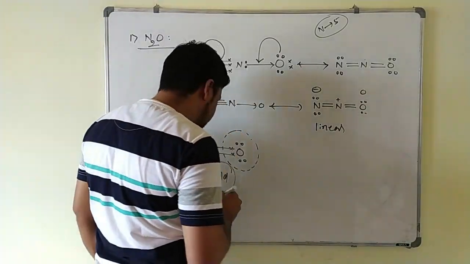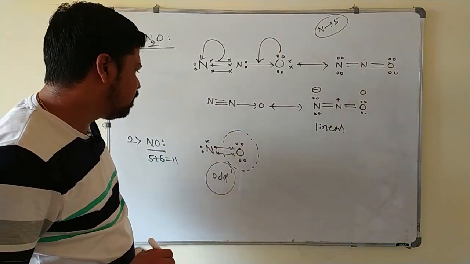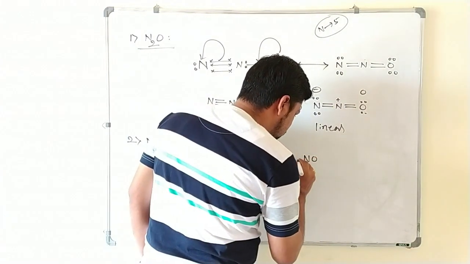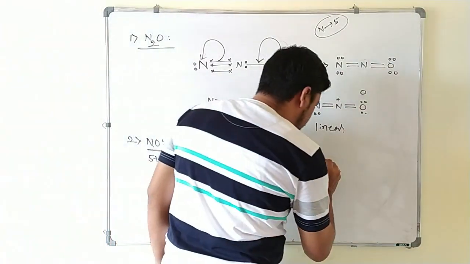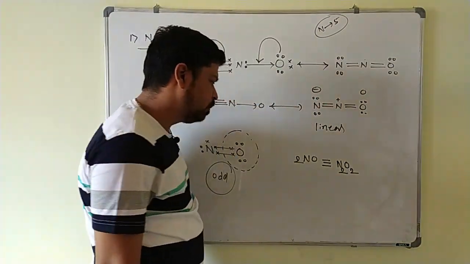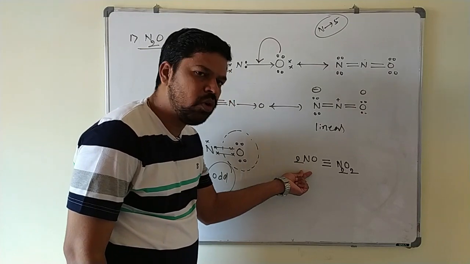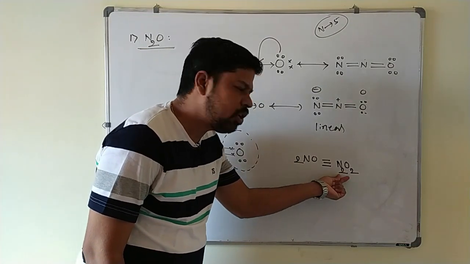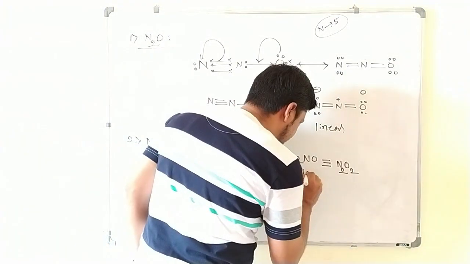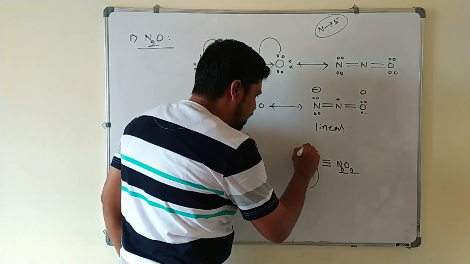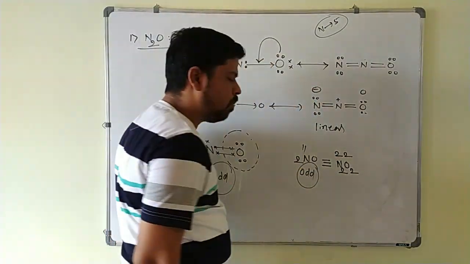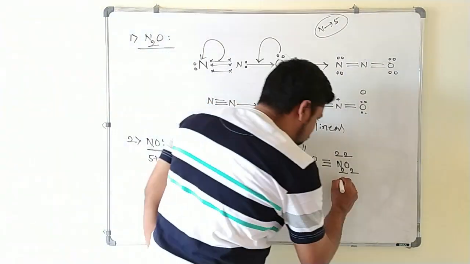Because of this, what happens here? This NO undergoes dimerization, so that 2 moles of NO combine together to form 1 mole of N2O2. Every 2 molecules of NO combine together to form 1 molecule of N2O2. NO is an odd electron molecule with 11 electrons. On dimerization it becomes an even number of electrons, that is 22 electrons.